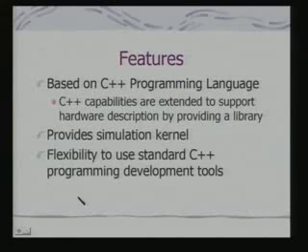Okay, so the first point we said was that if we have hardware and software different, then that simulation time interface becomes critical. If you have a simulation kernel, then we can do a co-verification. That means I can verify my software along with the hardware that I am designing. And it provides the flexibility to use standard C++ programming development tools.